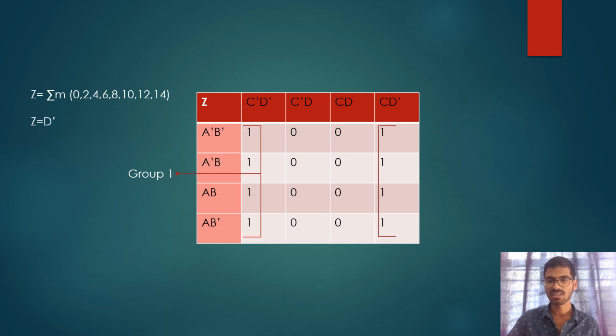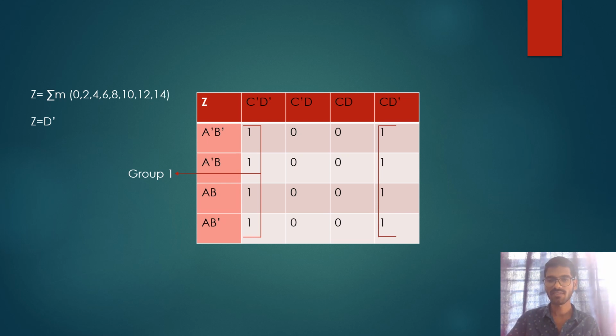We need to group the ones as before. Let us search for a direct octet. A direct octet is not possible. Here we need to overlap from this end to this end. If we overlap, between C bar D bar and C bar D, we get an octet, and C bar D bar and C D bar, we get an octet possible. So we need to group according to an octet. Here it is only one group.